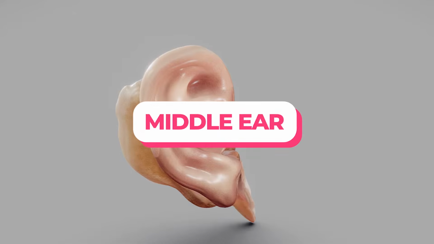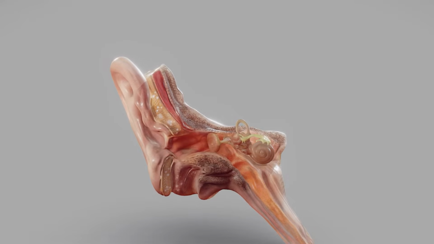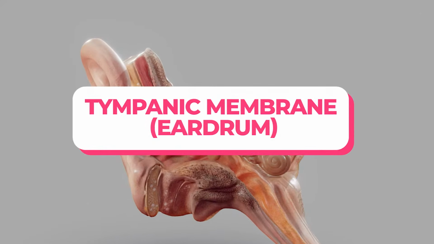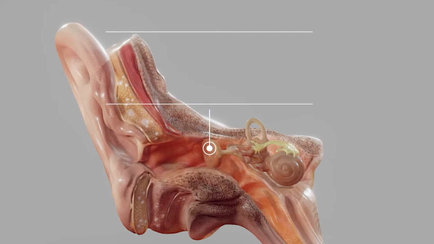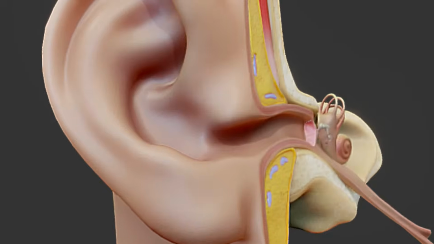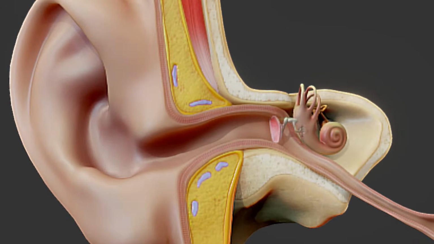Middle ear. The middle ear has two major components, the tympanic membrane and the ossicles. Tympanic membrane, or eardrum. The tympanic membrane, commonly known as the eardrum, is a critical component of the human ear, playing an essential role in the process of hearing. Here's a detailed explanation of its structure, function, and importance.